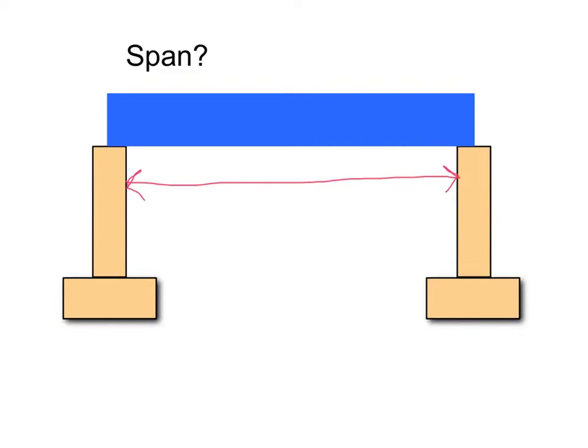Another term that we'll encounter are the bearing lengths, and the bearing lengths are the distance from there to there and from there to there. So basically the bearing lengths are what your beam sits on top of, the distance that it sits on top of your foundation wall or on top of your column.